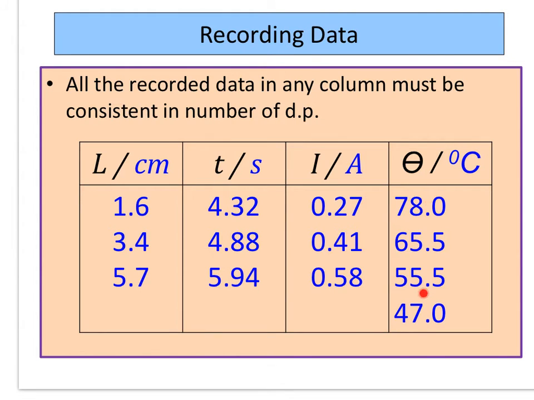Thermometer, the temperature in 1 dp. But you'll notice here, all the data end in either 0.0 or 0.5. That's because the thermometer reads to half a degree. So it's either 0.0 or 0.5, nothing in between.